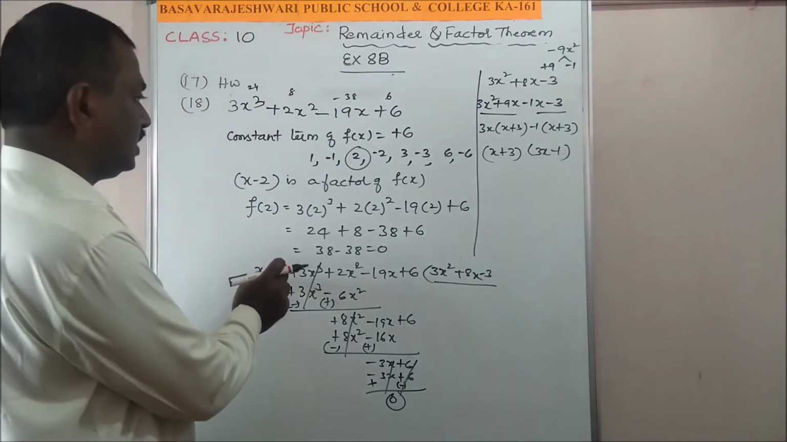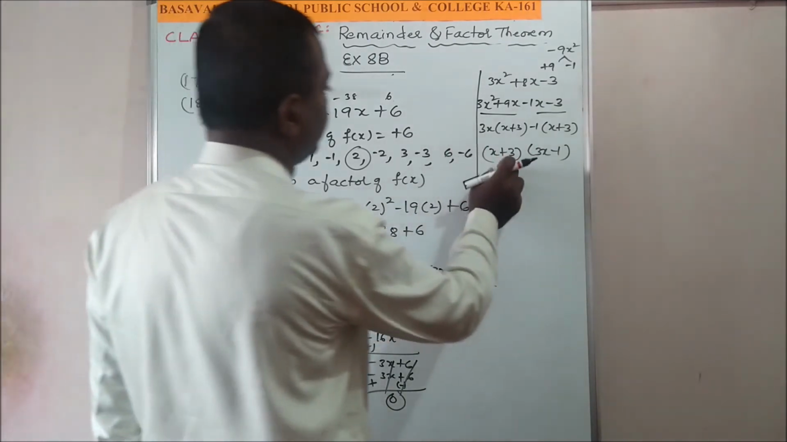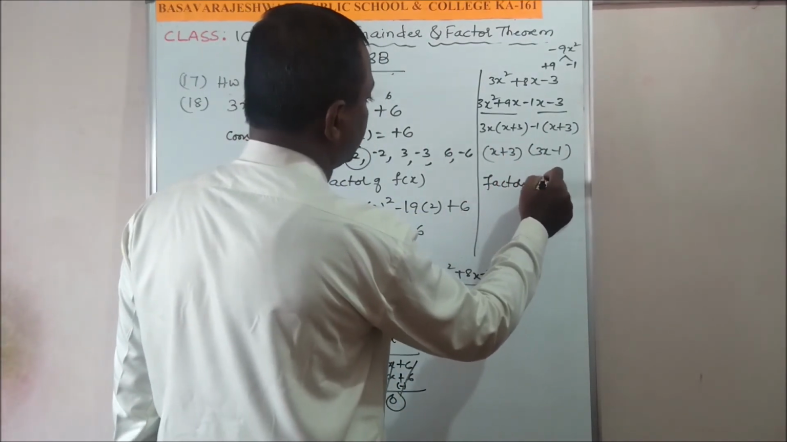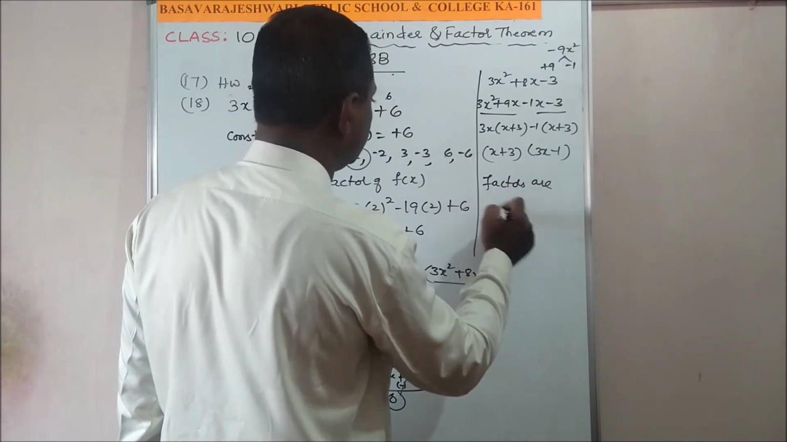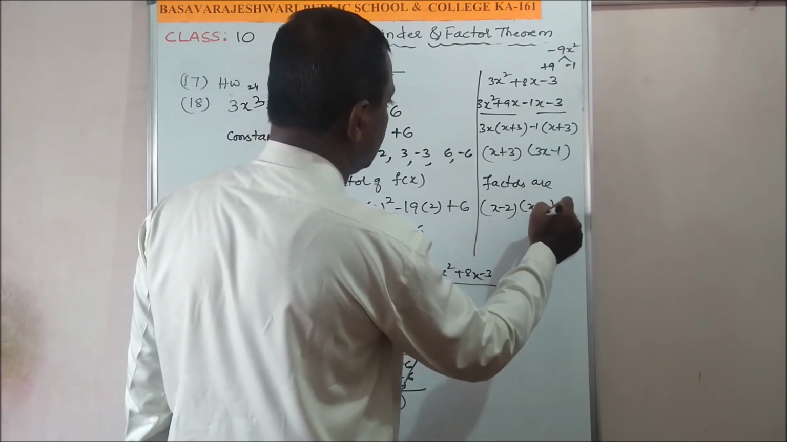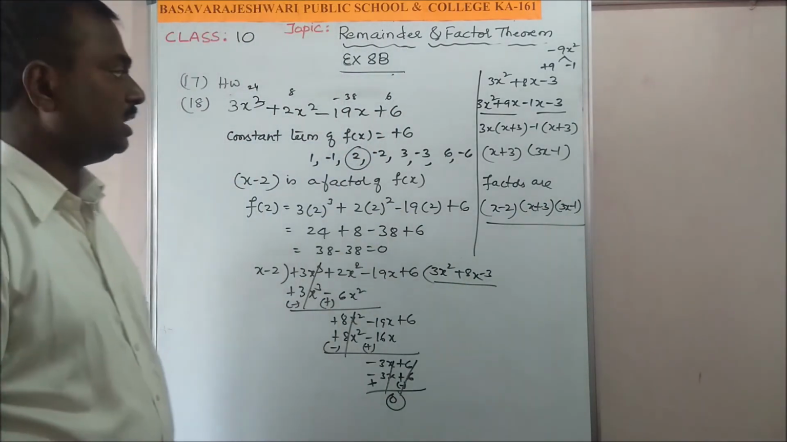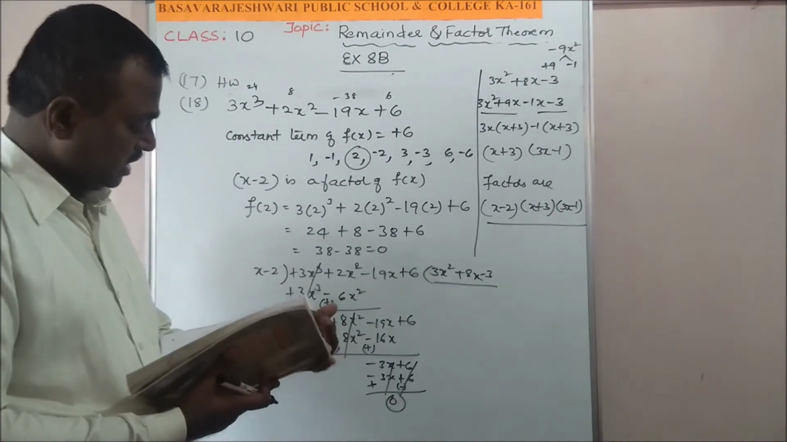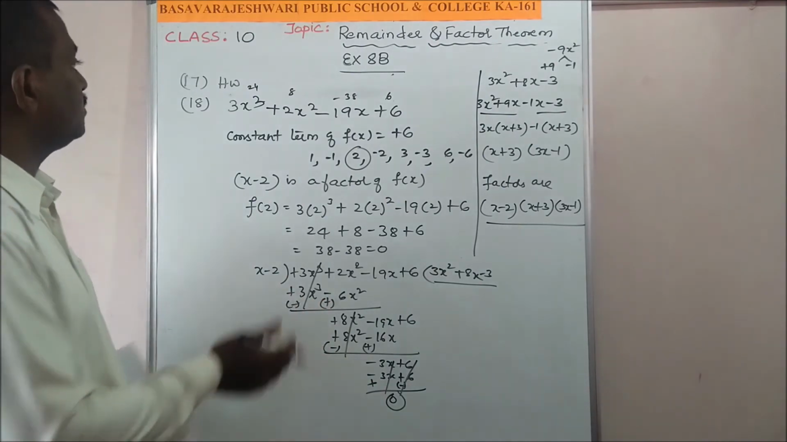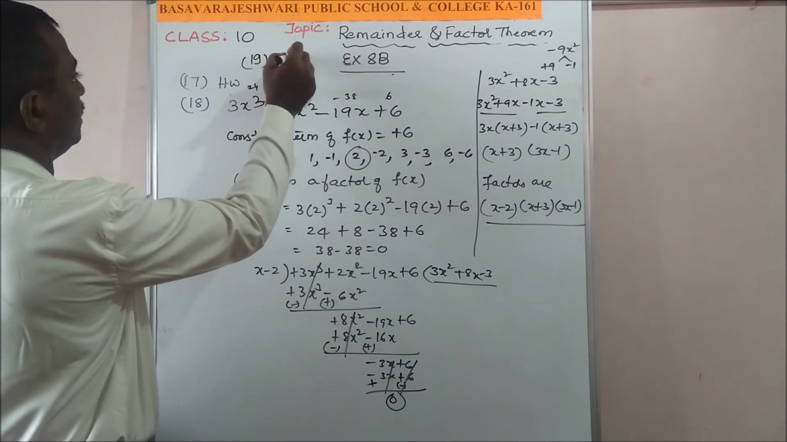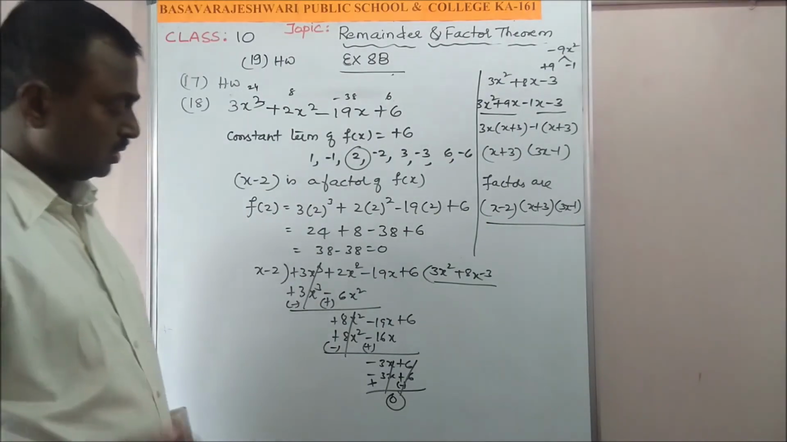Now we got three factors, x minus 2, x plus 3, 3x minus 1. Therefore, factors are x minus 2, x plus 3, 3x minus 1. So these are the factors. Okay? Note down this sum. Next sum, 19th, I am giving as homework. So 19th also homework. Okay? So note down this.